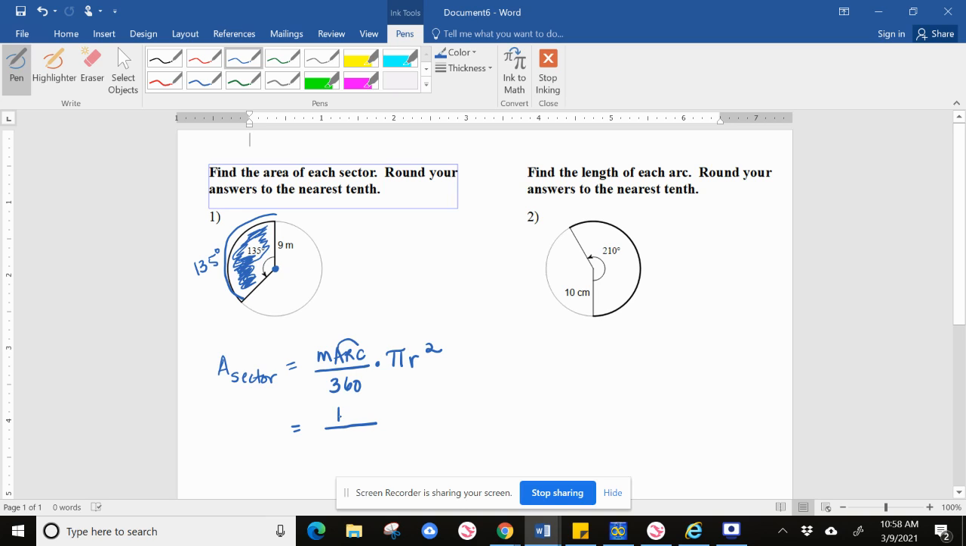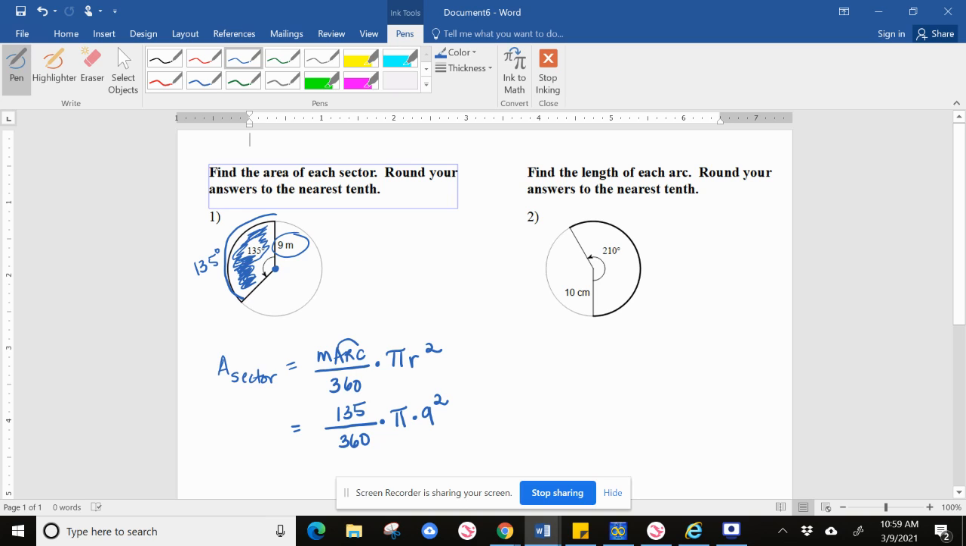Because remember, this is a central angle, the vertex is at the center. So on the top of your fractions, you're going to say 135. And then on the bottom, we're going to write the 360 because it's 135 degrees out of 360. That's the entire circle. Times pi times r. Your radius is here. It looks like it's 9 meters. So we're going to do 9 squared.